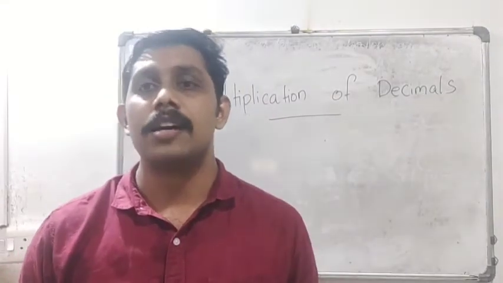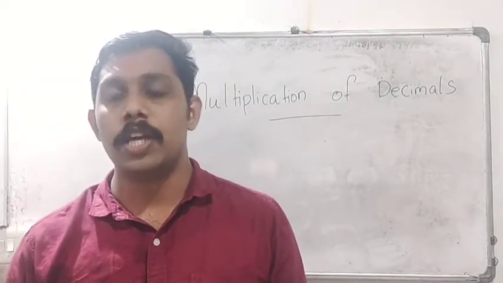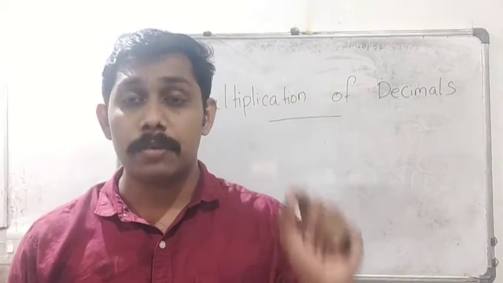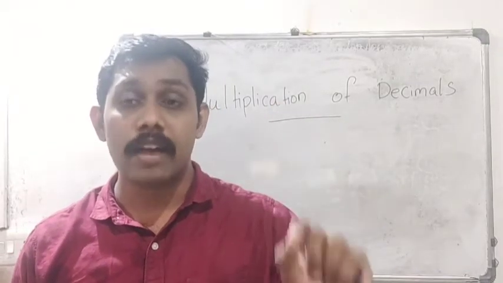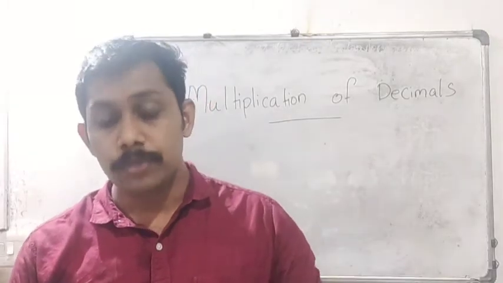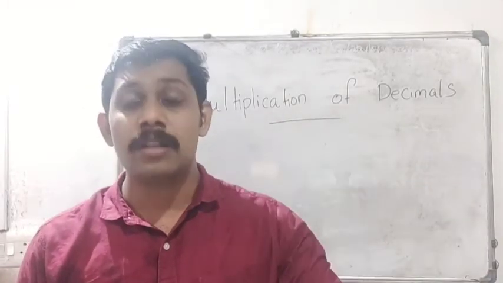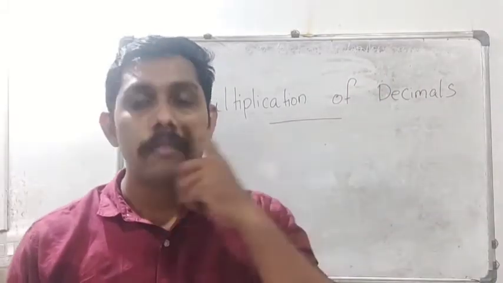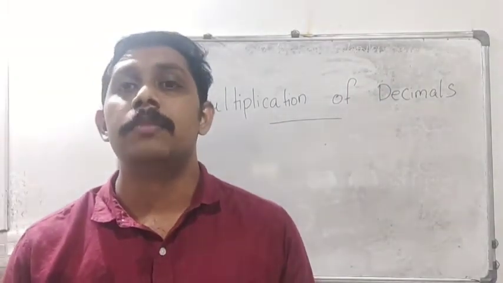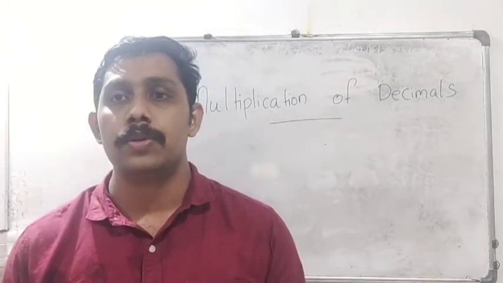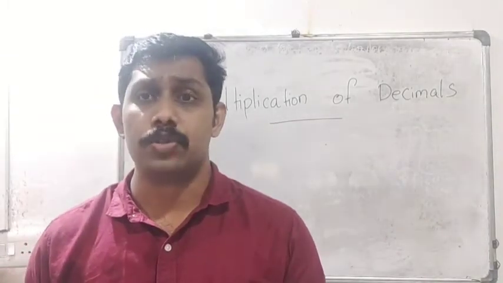In the previous class, we discussed the multiplication of decimal numbers, in which we studied the multiplication of a decimal number with a whole number, isn't it? Yes. And also multiplication of a decimal with 10, 100 and 1000. Now, we are going to discuss multiplication of a decimal number with another decimal number. So, these are the following steps to follow.